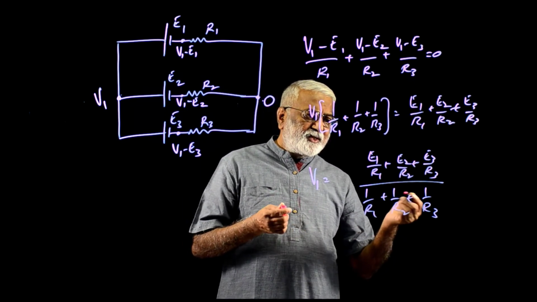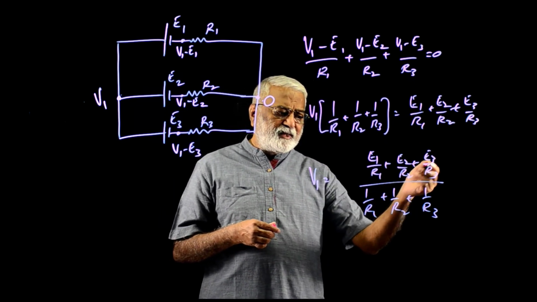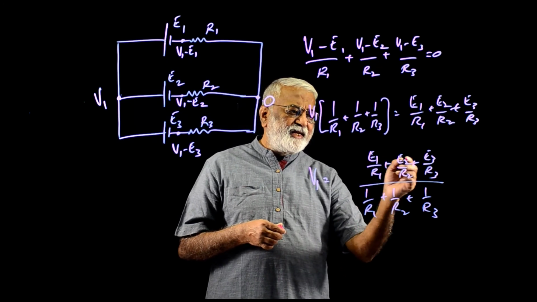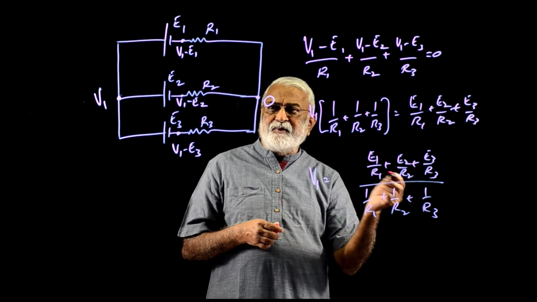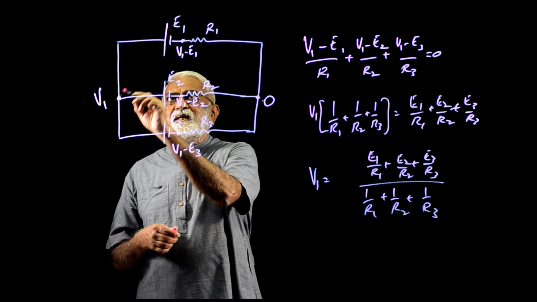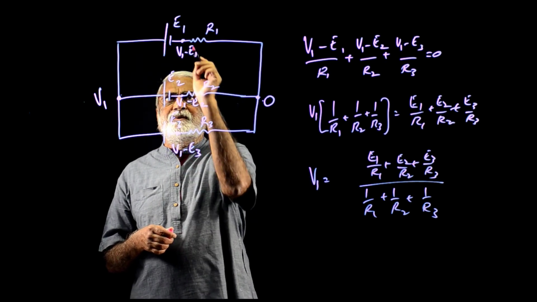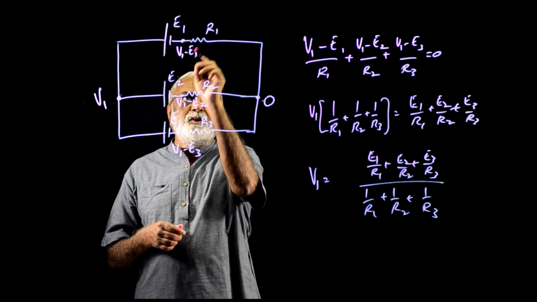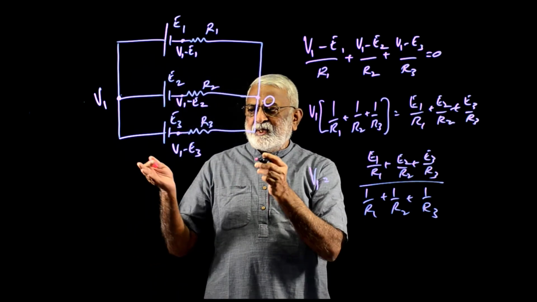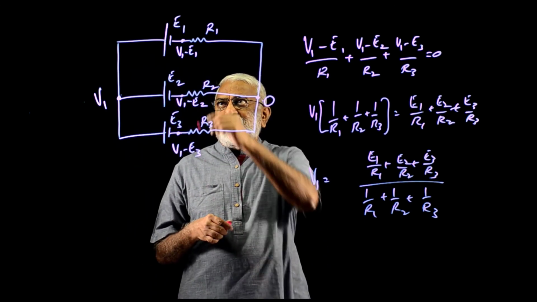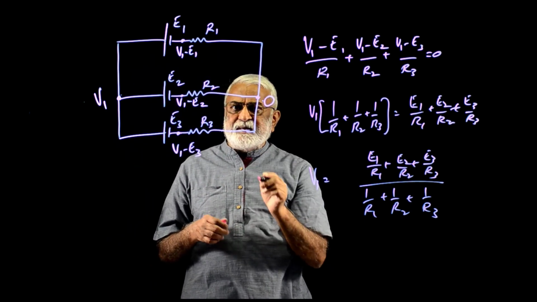One interesting situation here is if E1 equals E2 equals E3. So let's say it is E, and V1 will be equal to E. So if this is E and this is E, this will be 0, 0, 0. No current in any of the branches. So if all the cells are of equal EMF, there will be no current in any of the branches.